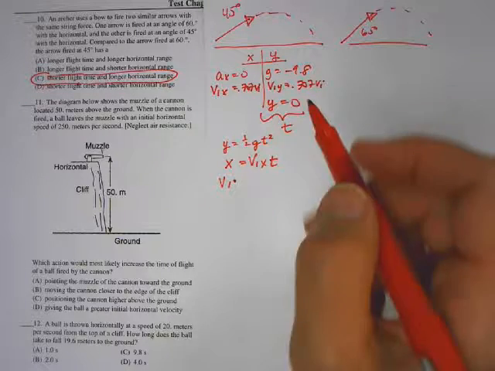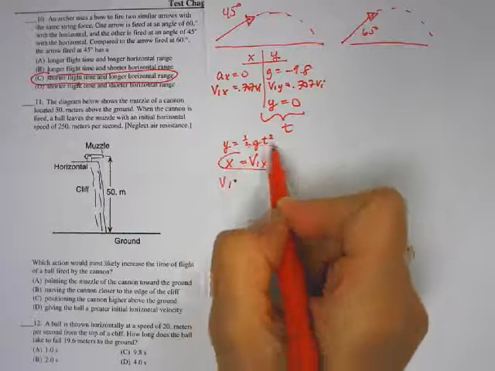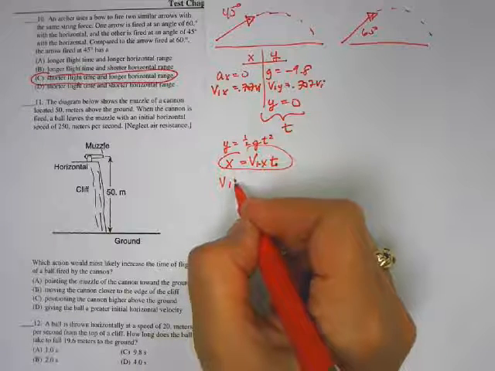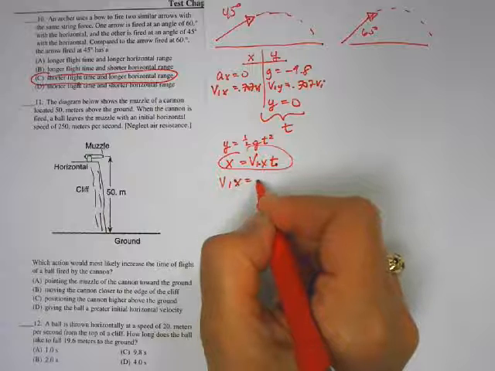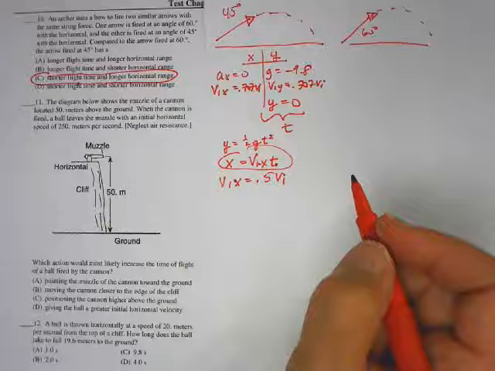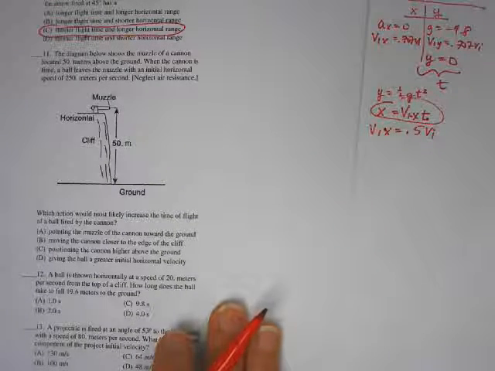And again, by comparing, because X is equal to VIX times T, for the 45 degree one, VIX is equal to 0.5 VI, and VIY is equal to 0.866 VI. All right, for number 11, I would just do it the same way I do everything else.